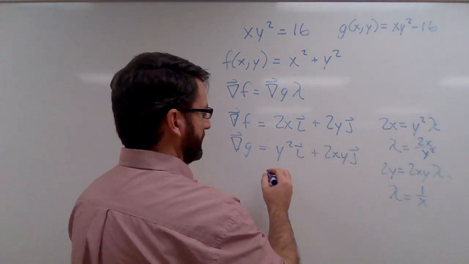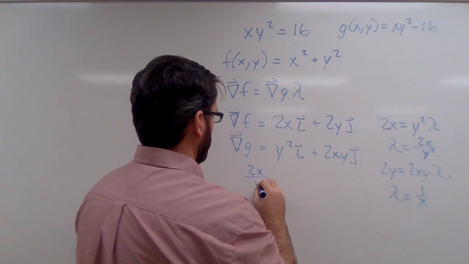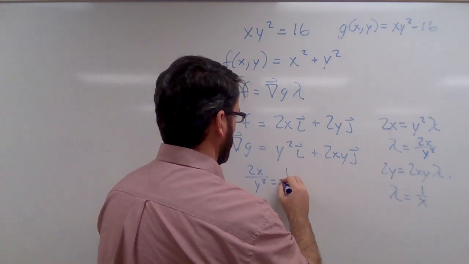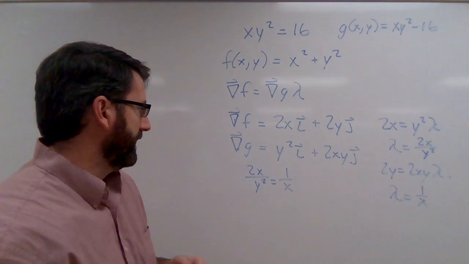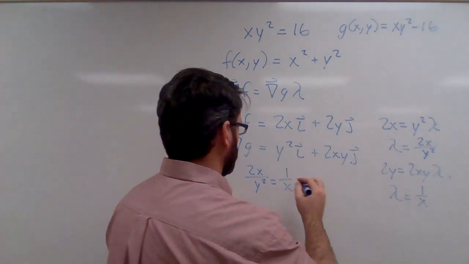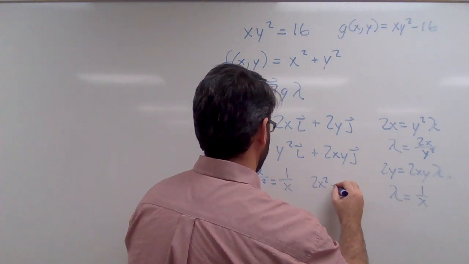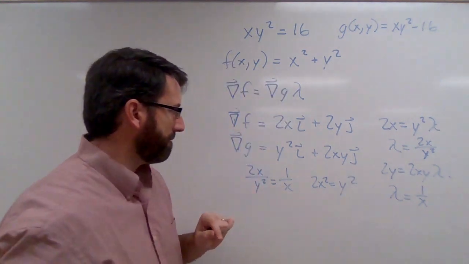So let's set those equal to each other. So 2x over y squared has got to equal 1 over x. So let's do a little algebra here. We're going to get that 2x squared is equal to y squared.